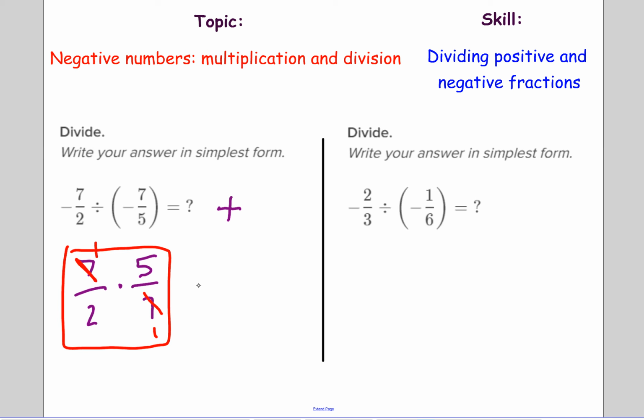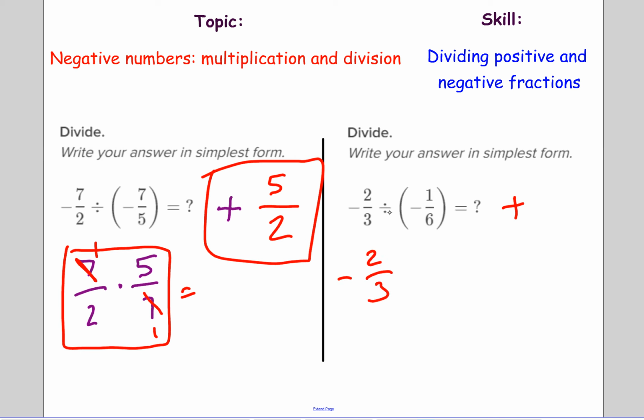Can't simplify 5 and 2. So the numerator is 1 times 5. The denominator is 2, so 5 over 2 is my answer, positive 5 over 2. All right, let's try this next one. This, once again, is a negative divided by a negative, which means my final answer is going to be positive. I'm going to rewrite this as negative 2/3.